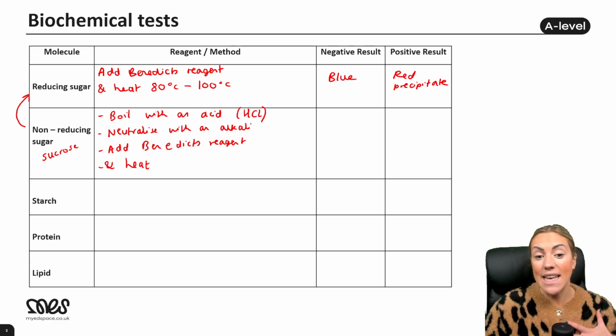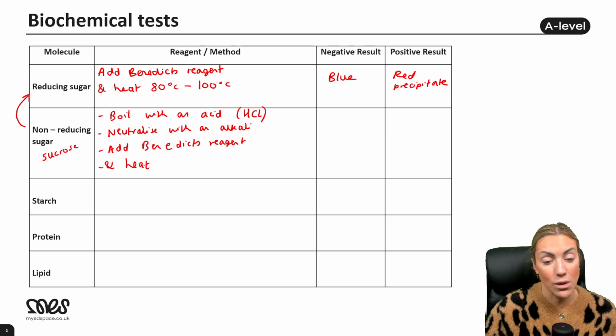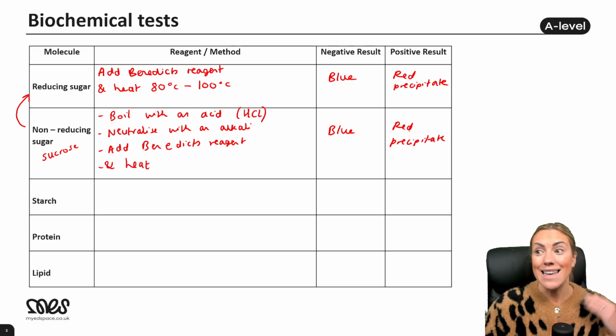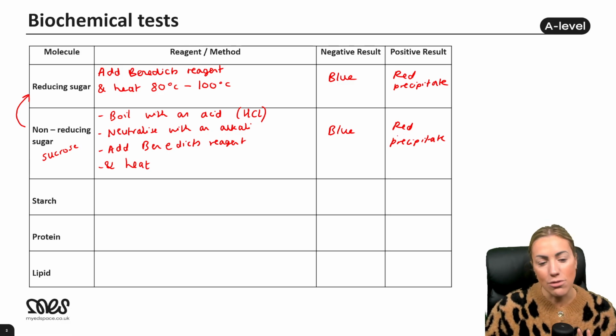If there's a non-reducing sugar, that will have hydrolyzed the glycosidic bonds in the sucrose. So you'll now have glucose and fructose, and now it will give you the positive result. The negative result, again, would be blue because you're using Benedict's reagent again, which is blue. The positive result would be a red precipitate. But you're only going to get that positive result with a non-reducing sugar if you've boiled it with acid and then neutralized it with an alkali, then done the Benedict's test where you add the Benedict's reagent and heat.